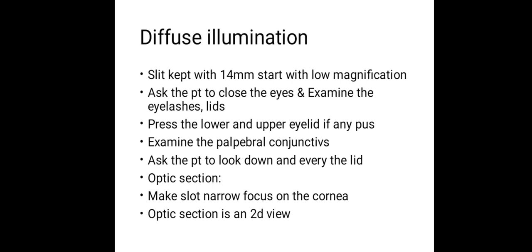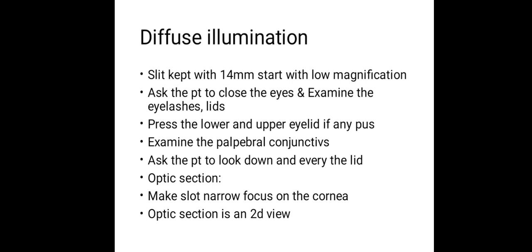Next, ask the patient to open the eyes and examine the upper eyelid, to see if any pus is accumulated there, and ask the patient to look straight and check the lower fornix and palpebral conjunctiva, for any conjunctival discolorations or conjunctivitis with red eye. Next we will ask the patient to look down and evert the eyelid, and we will be seeing the tarsal plate for any eyelashes, or any papillary conjunctivitis.